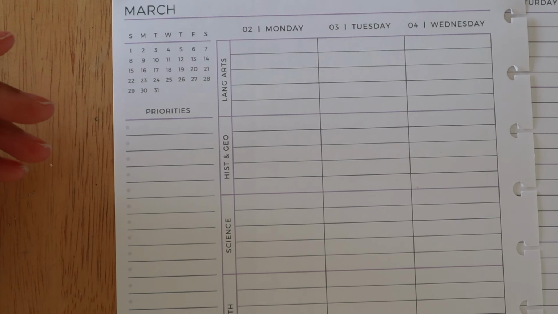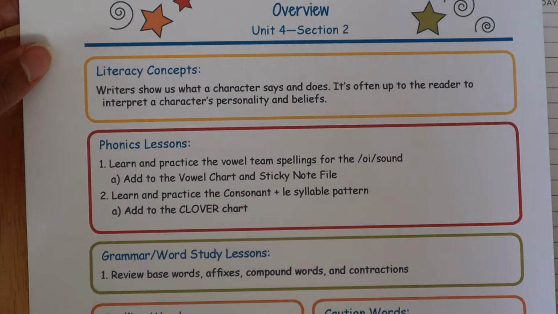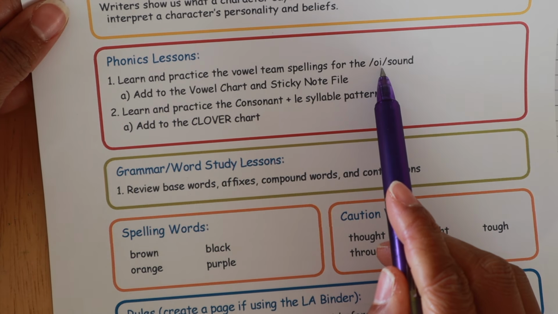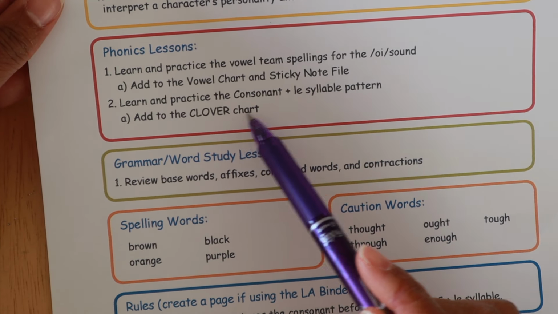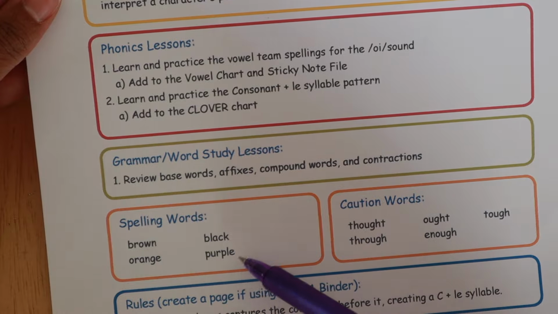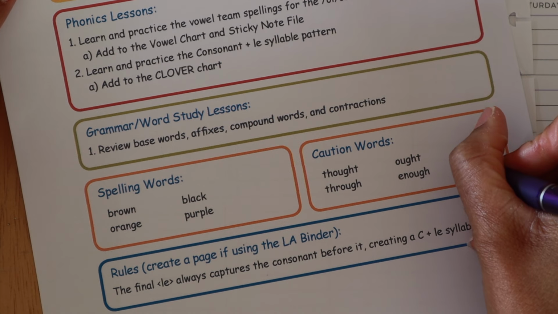Now I am going to go back up to the top, which is language arts, and this is for Alani. We are using WAND, which is from Rooted in Language. This is something I don't normally print out, but we're working on the OI sound. We are working on the LE syllable pattern, and then we have spelling words that we will be doing throughout the week. But this is something that I can add to if I need to.